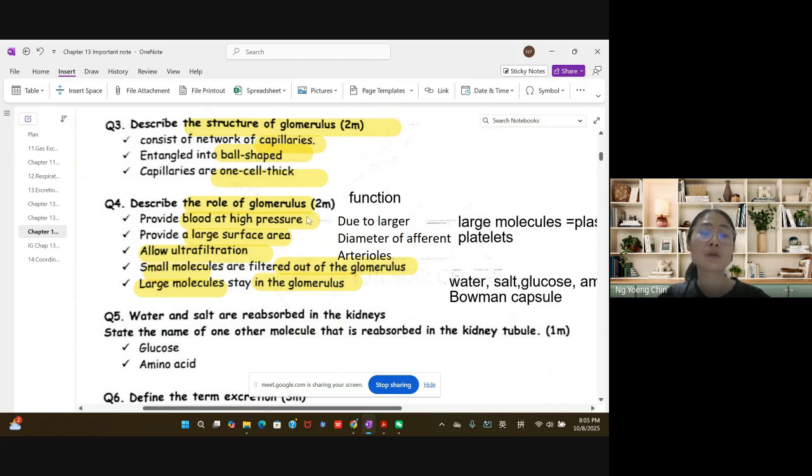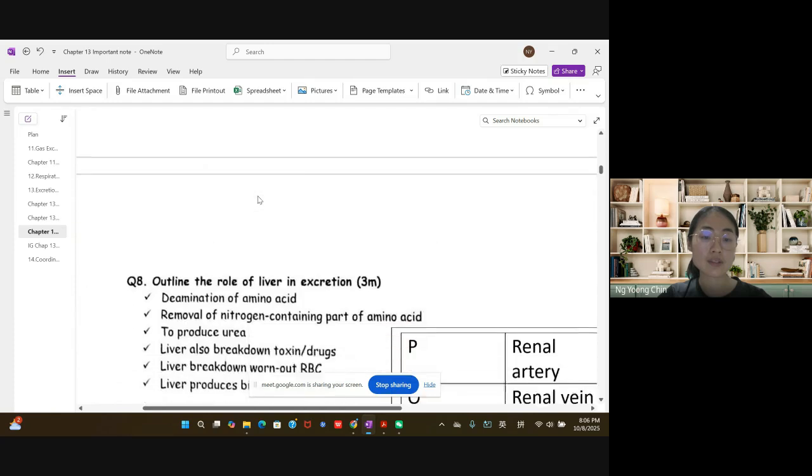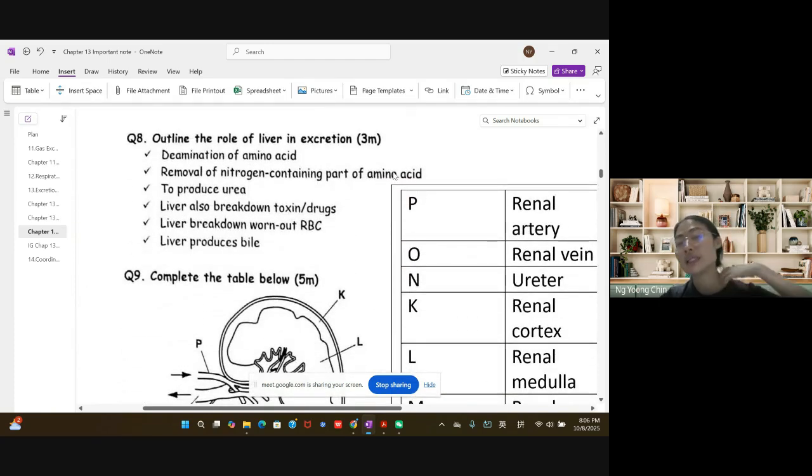It occurs at the glomerulus. So they will ask you what kind of molecules can be reabsorbed in the kidney tubule. It will be glucose and amino acids. Okay, that's all. And then the liver is a very important organ.